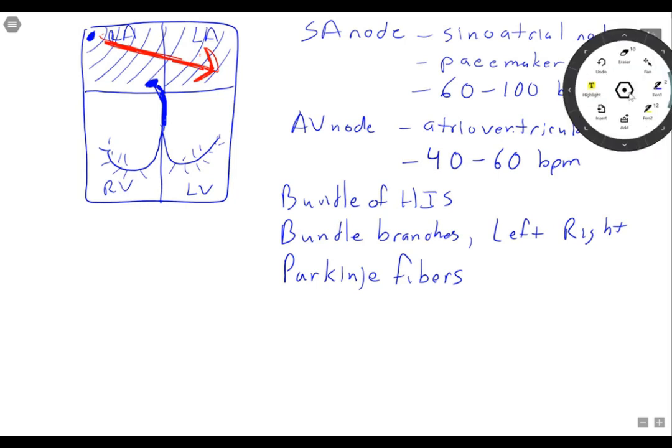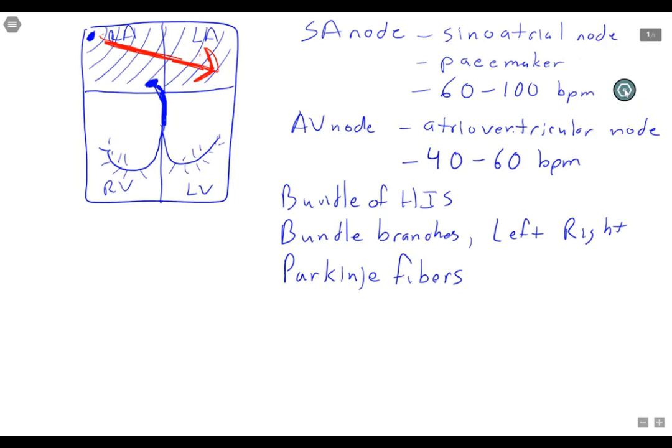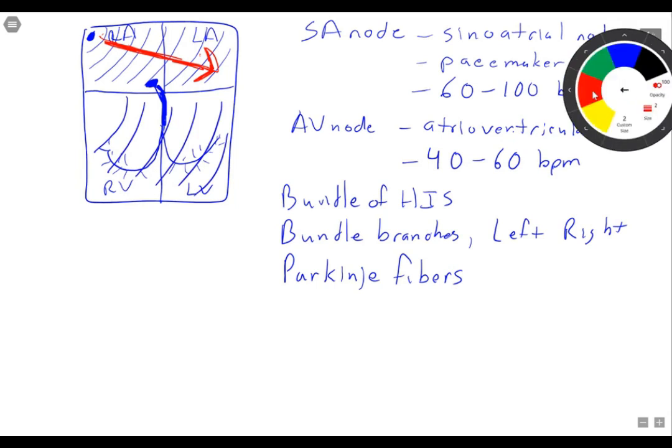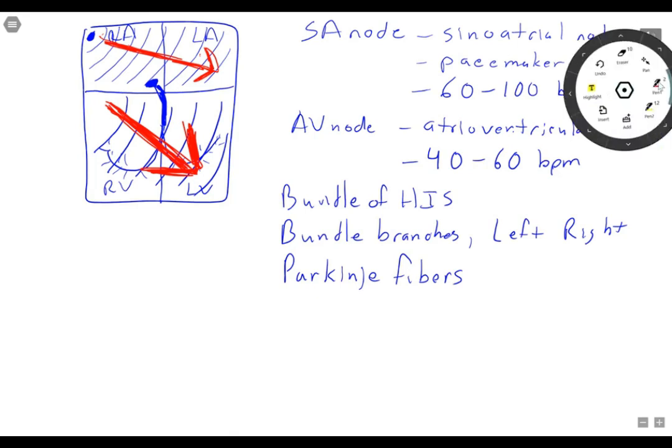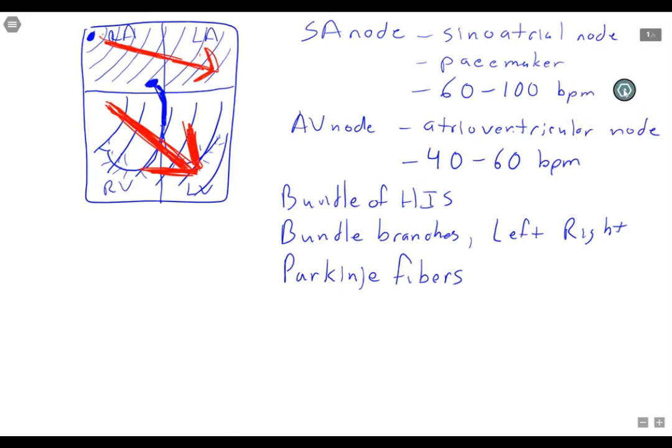However, the overall electrical activity for the ventricles is in this direction. And so you get a very large vector, or very large depolarization, that shows up on the electrocardiogram going in this direction. Because the left ventricle is much larger than the right ventricle, it goes in towards the left ventricle.